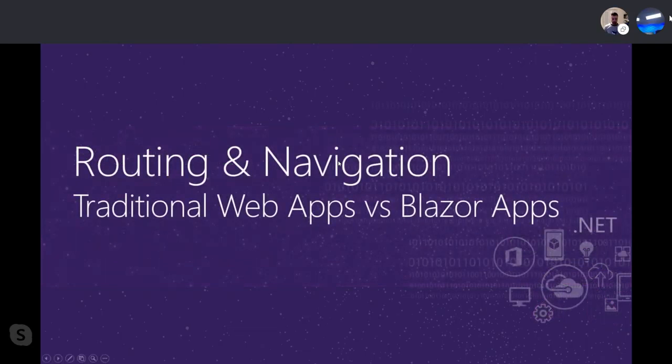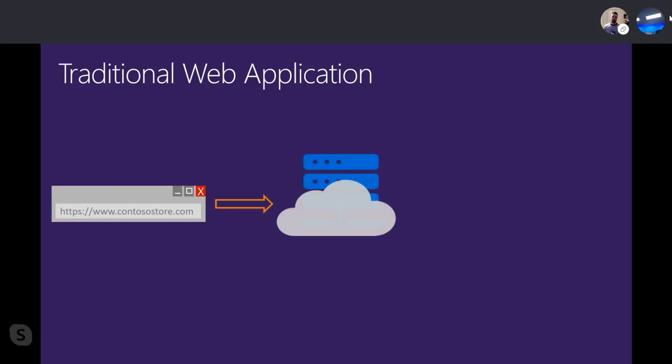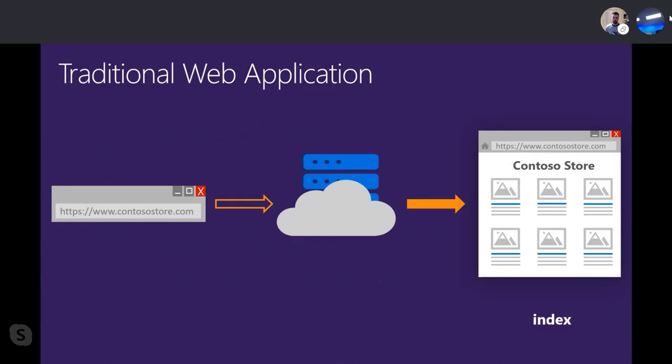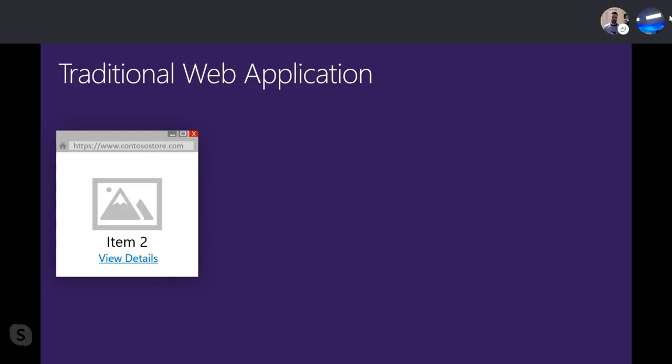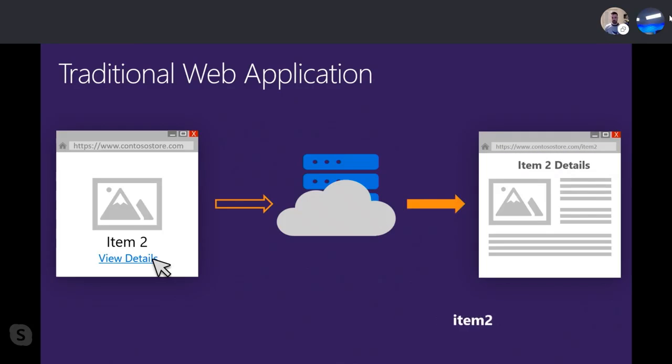So let's start off by looking at some real fundamentals. What's the difference between traditional web apps and Blazor apps in terms of routing and navigation? So we're going to load a traditional web app. We're going to type an address into a browser. We're going to go off to a server. The server is going to return us the initial page for that application, and then our browser is going to render that page for us. Once we've got the application running, we can then click on links within the application. And every time we do this, again, we go off to the server, we get the page back from the server that the link points to, and then our browser renders that page for us.